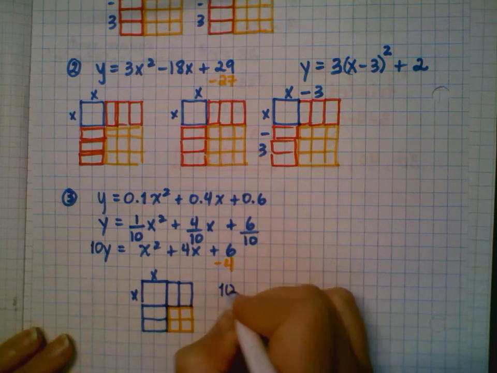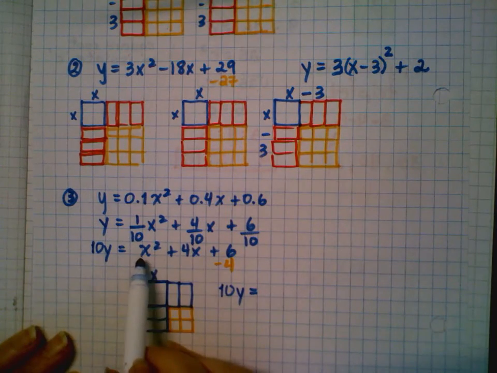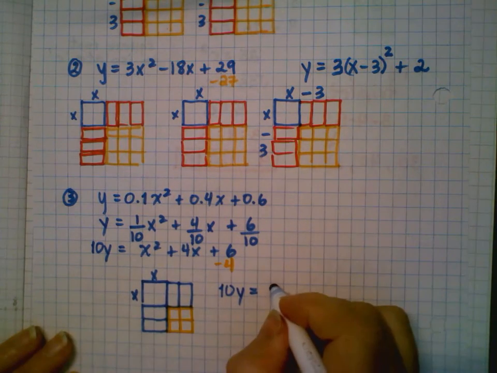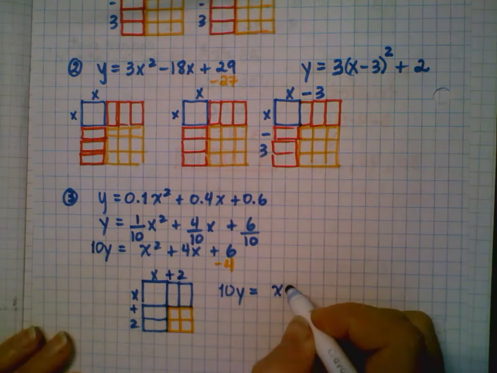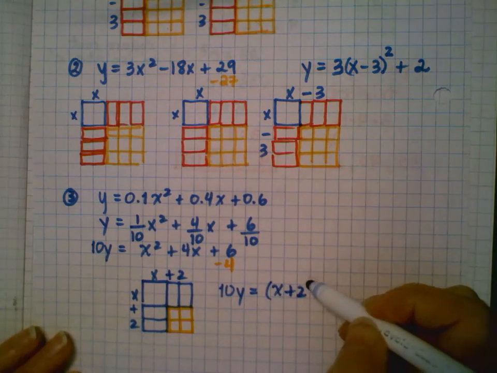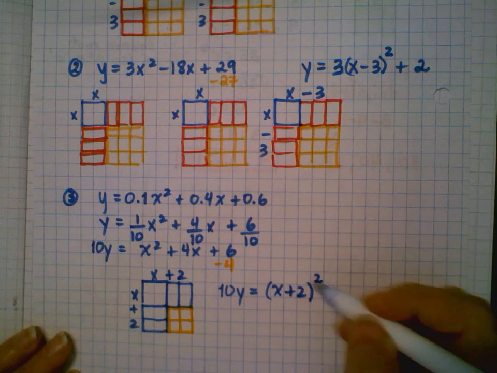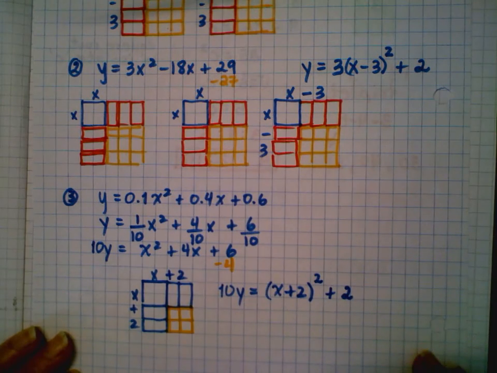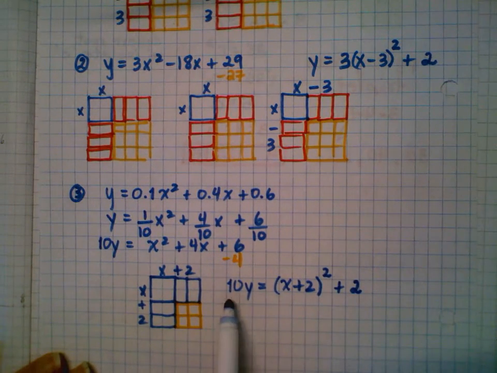Okay, so we've got 10y still on the left. I haven't done anything about that yet. Is equal to the square of, this is x plus 2, a little square with dimensions x plus 2, plus an extra 2 units that did not get placed. So at this point, it almost looks like vertex form. The only thing that remains is to divide that 10 away again.